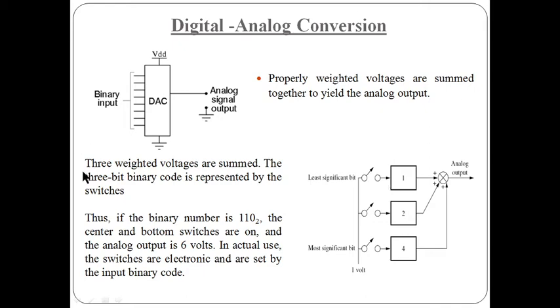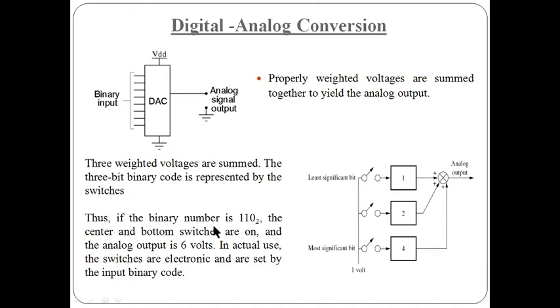Here you can read that the 3 weighted voltages are summed. The 3 bit binary code is represented by the switches. These are the switches, 3 bit. If the value of a bit is 1, then its switch is on, and if the value of the bit is 0, then the switch will not be connected.